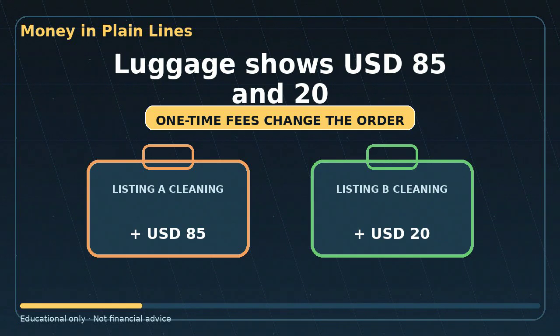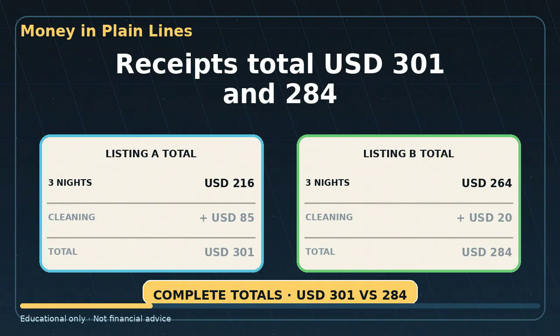Listing B follows the same structure. 3 nights multiplied by $88 per night equals $264. Its base charge is therefore $48 higher than listing A's base charge. That difference is real, but it still does not settle the comparison because the 2 one-time fees have not entered either total. The luggage cards reveal those fees.